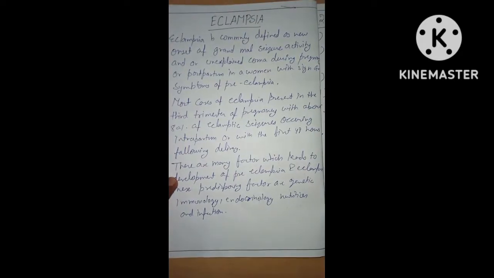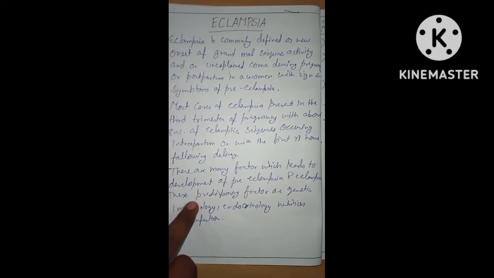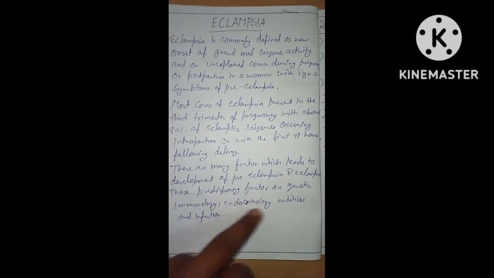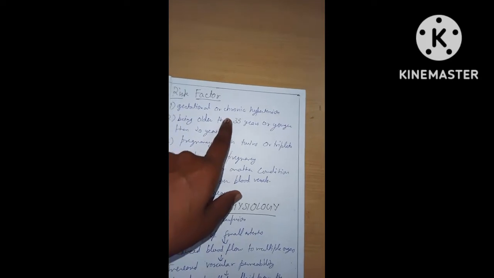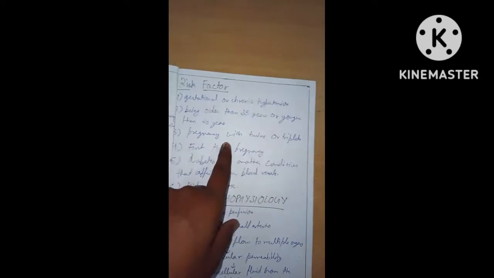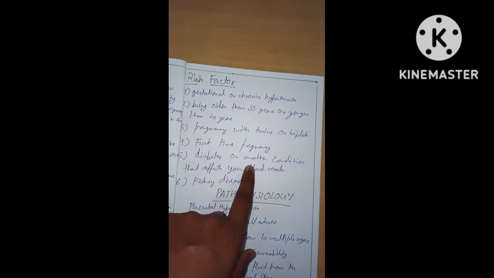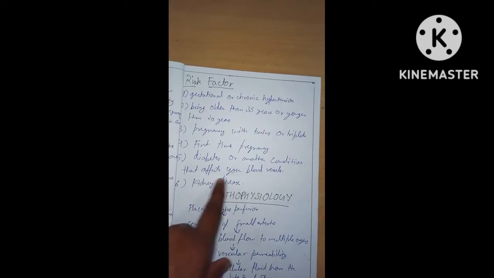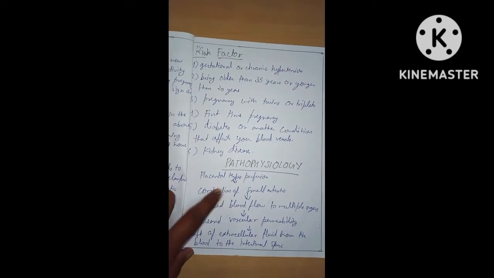There are many factors which lead to the development of preeclampsia and eclampsia. These include hereditary factors: genetic, immunological, endocrinological, nutrition, and infection. Risk factors: gestational and chronic hypertension, being older than 35 years or younger, pregnancy with twins or triplets, first-time pregnancy, fifth diabetes or another condition that affects your blood vessels, sixth kidney disease.